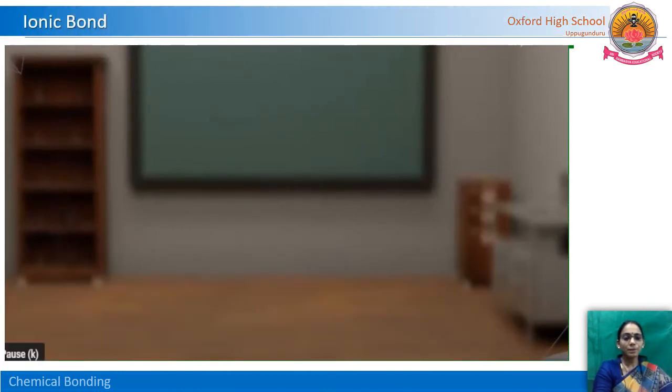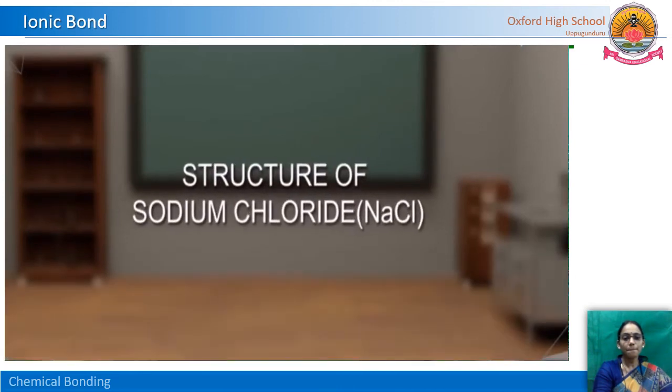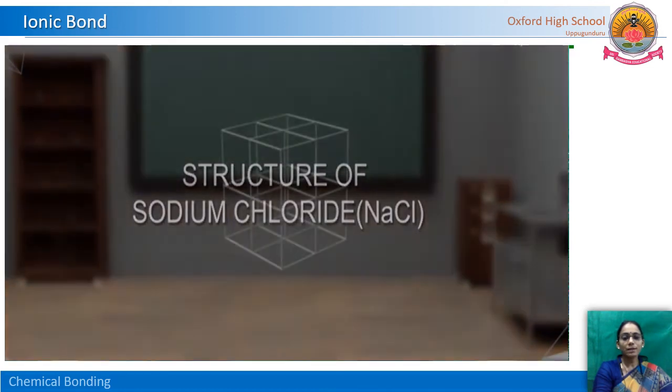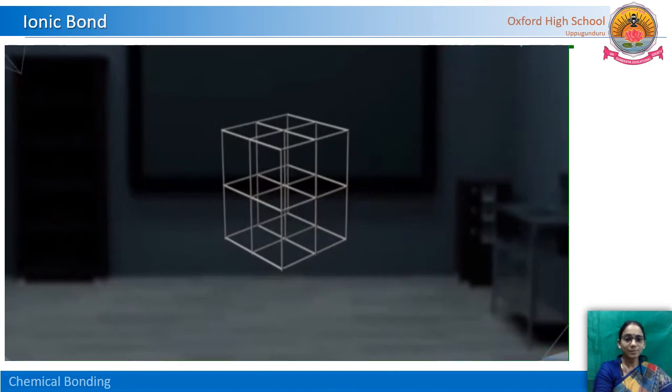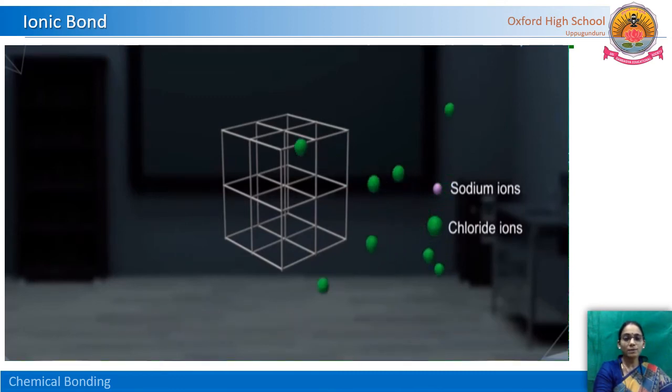Let us see the arrangement of chlorine and sodium ions in NaCl, that is sodium chloride. We call that structure a face-centered cubic lattice structure. Sodium ions are represented in pink color and with smaller size, and chloride ions are in bigger size and in green color. So the bigger size ions first go and settle in that structure. See here how they occupy first.